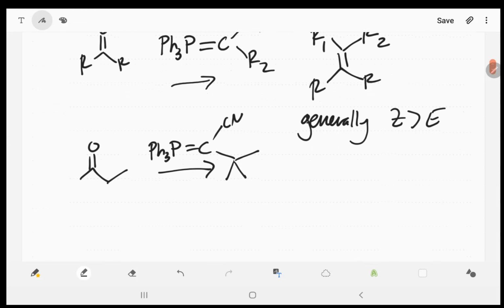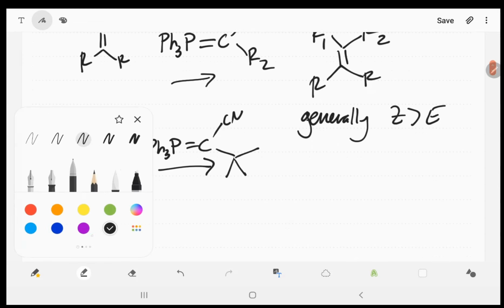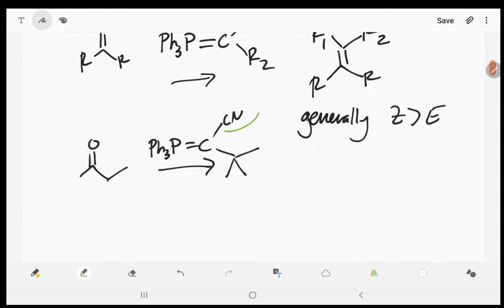So, notice because we have an electron withdrawing group, this stabilizes the ylide, right? Because the ylide is really a C minus, right? It's got a negative charge on the carbon, so having a nitrile there gives it somewhere to resonate to. So any sort of electron withdrawing group, whether by resonance or by induction, is going to give you your E predominantly.